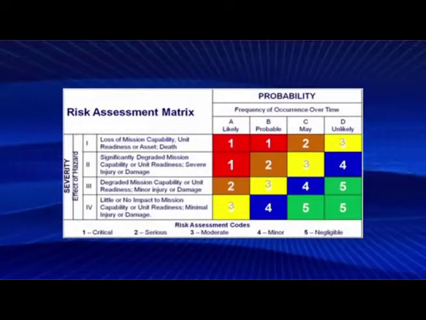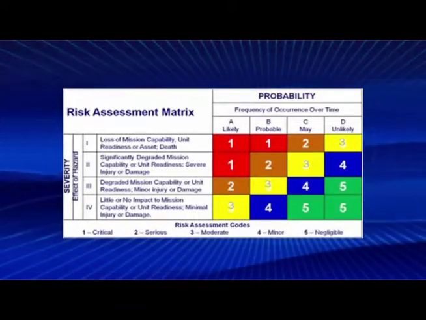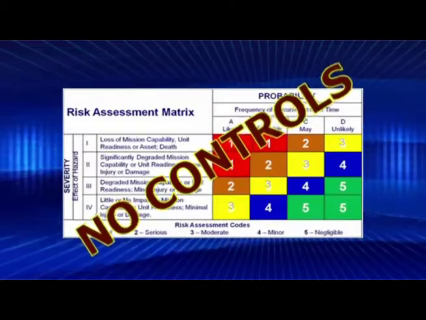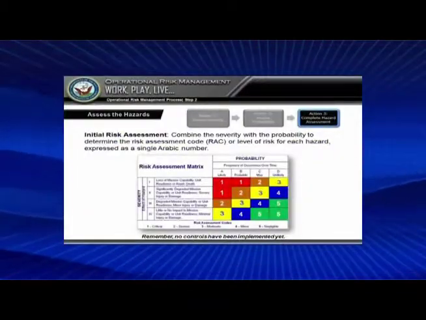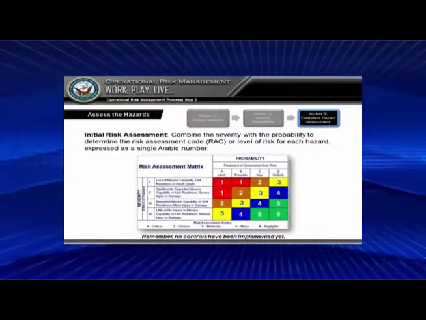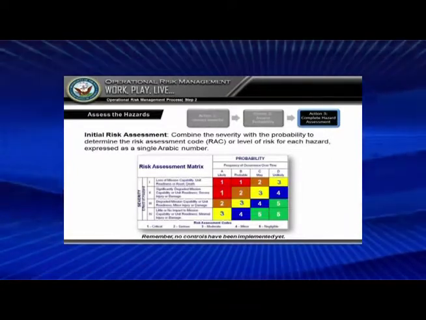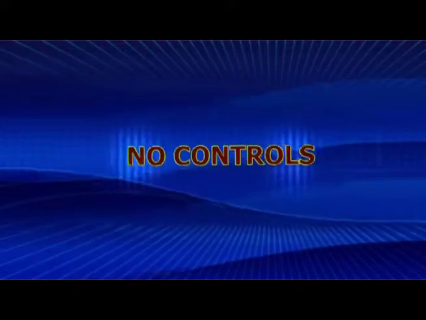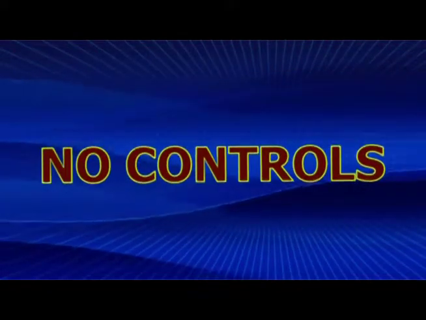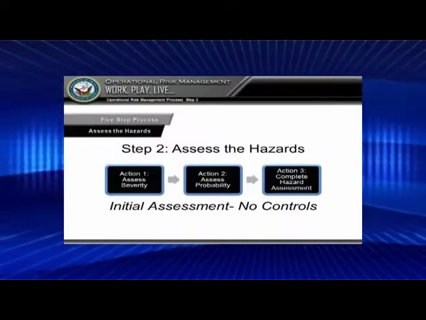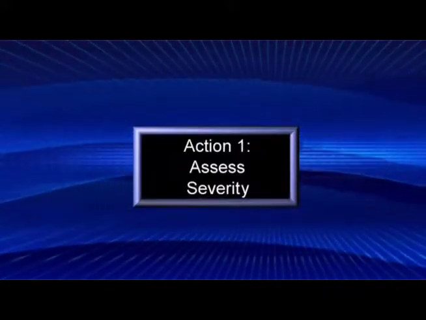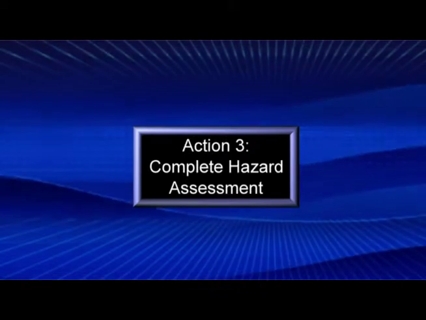Remember, when we're doing this initial risk assessment code, there are no controls, period. It's something we have a big problem with in the fleet. We see it all the time when we do these drills, is we like to put controls right in place, right away. It's human nature, got it. But take a step back, remember, no controls. So in review, we break down step 2 into our 3 parts again: severity, probability, and complete that hazard assessment.